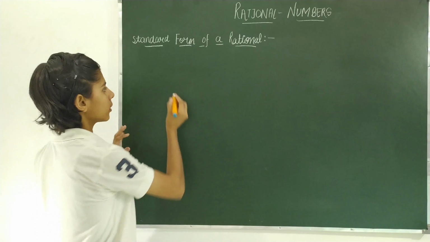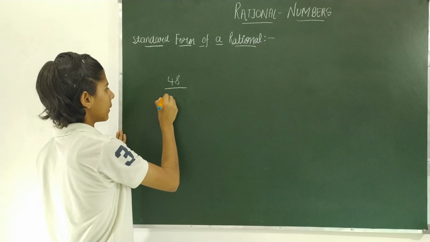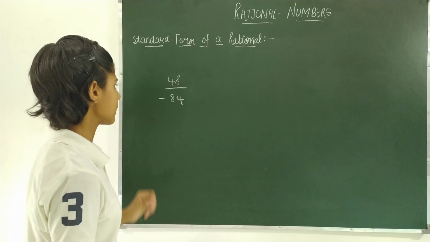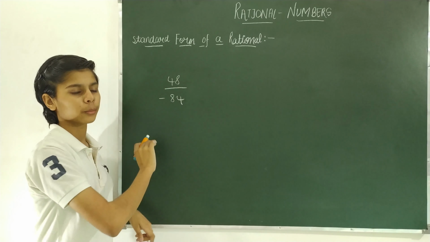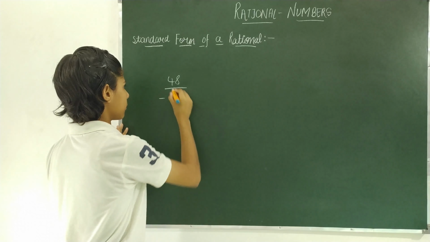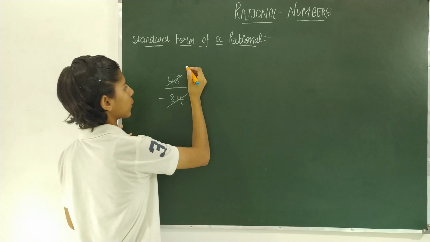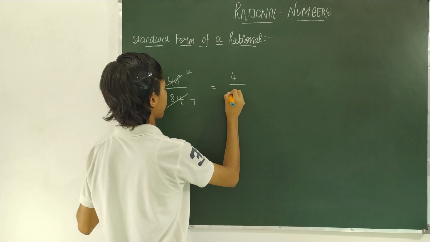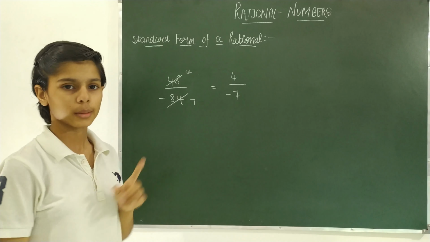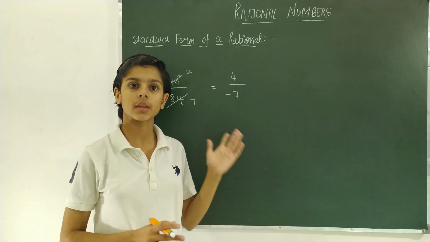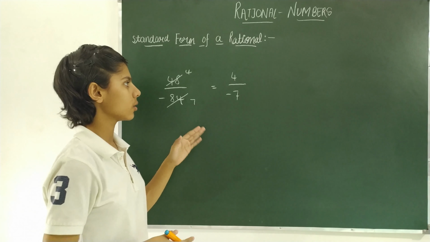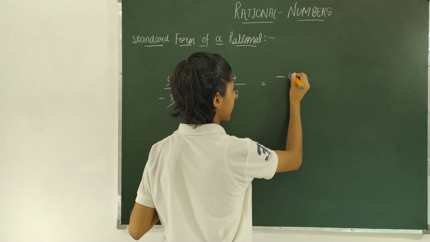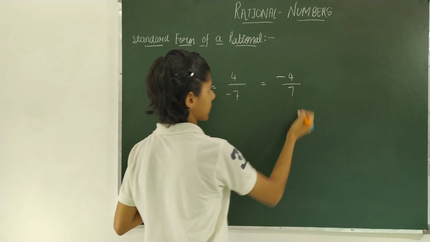For example, I am taking 48 by minus 84. I want to convert this into its standard form. First step is we have to convert that number into its lowest terms. It cancels by 12. Here 4, 7. We get the answer 4 by minus 7. But remember, the minus sign should always be with the numerator. So the standard form and the actual answer we get is minus 4 by 7.